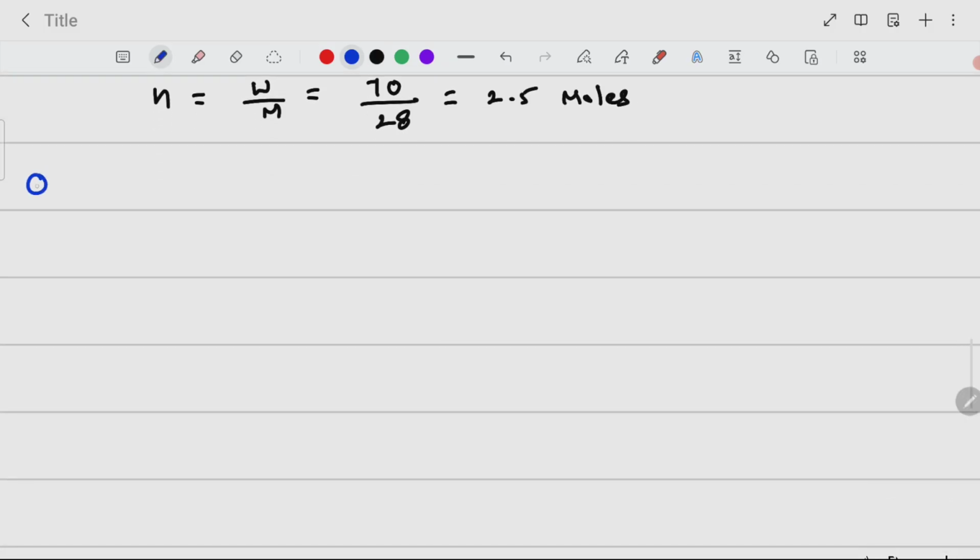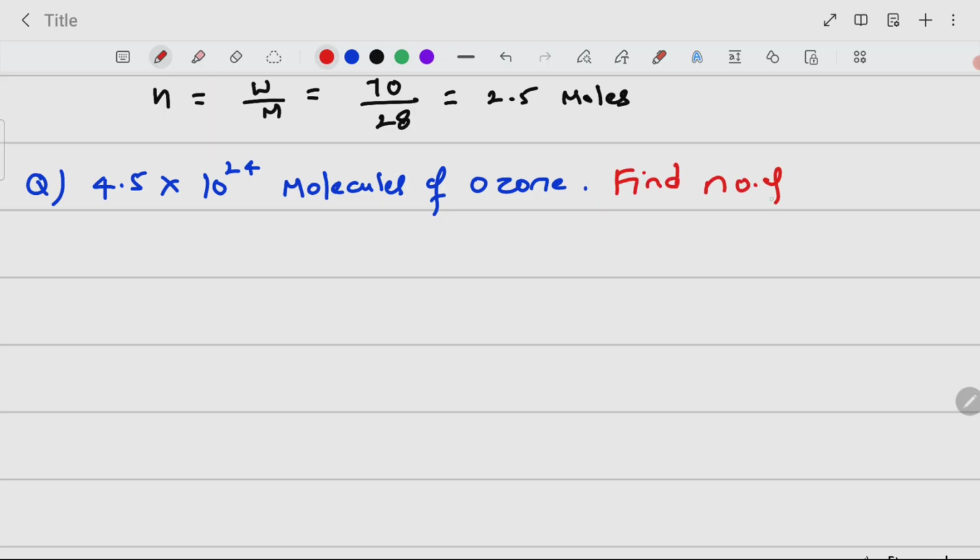Next question. If I ask one question like this: 4.5 into 10 power 24 molecules of ozone given. And here we need to find the number of moles. So here it is molecule based, and we need to find moles.